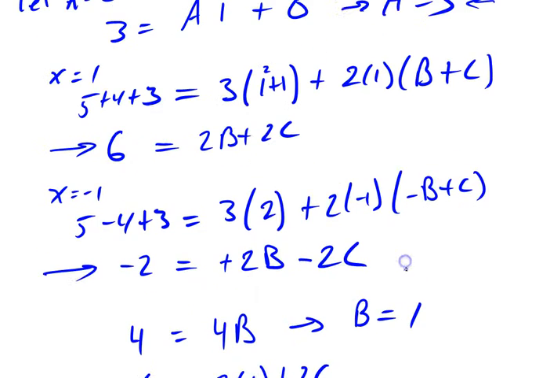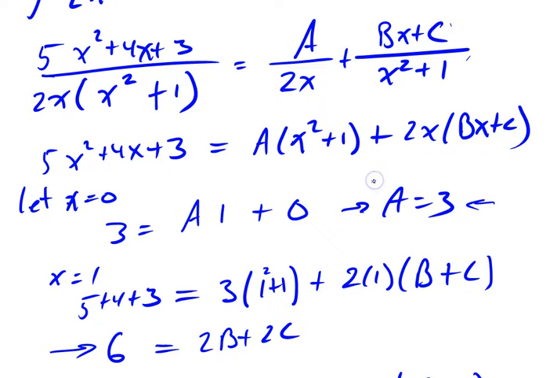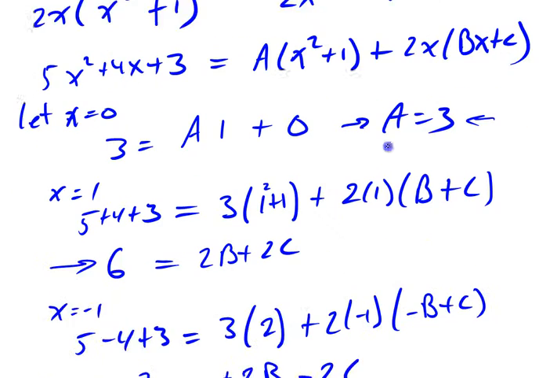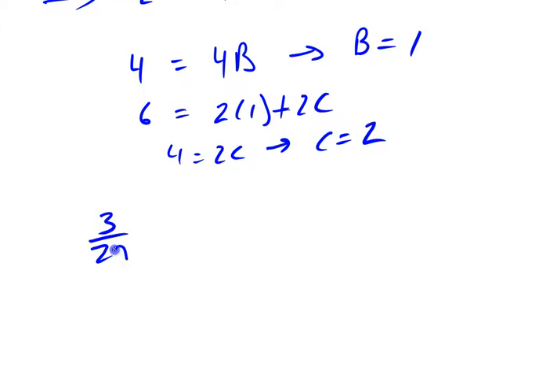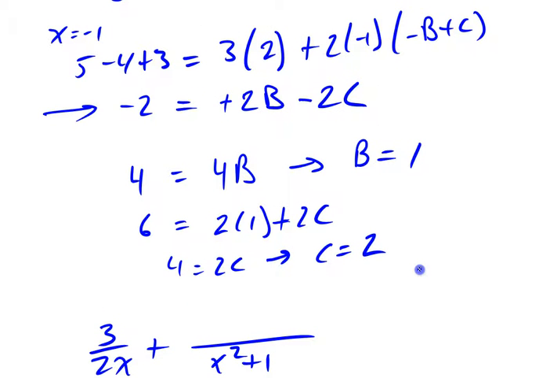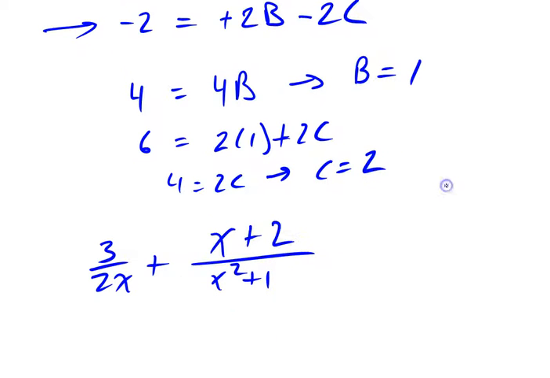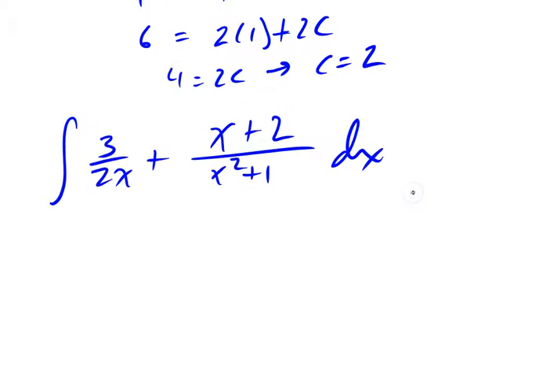So what does that tell me? I was splitting it up this way. So I've got a over 2x. So a was equal to 3. So I'm looking at 3 over 2x plus, this is an x squared plus 1 here. And then it was bx plus c. So b is 1, x plus c is 2. So I'm looking at the integral of that. My original integral was the original of that one function, and that function breaks up into these two, the sum of these two functions. And now I can integrate these individually.